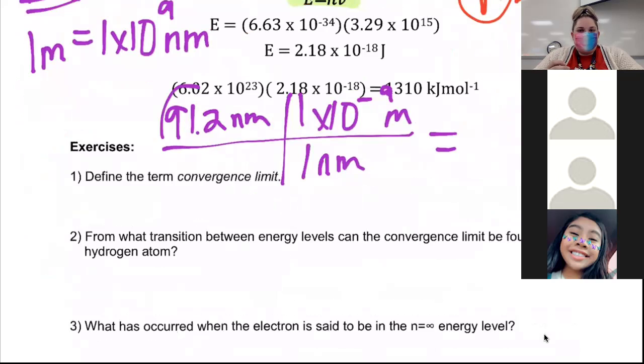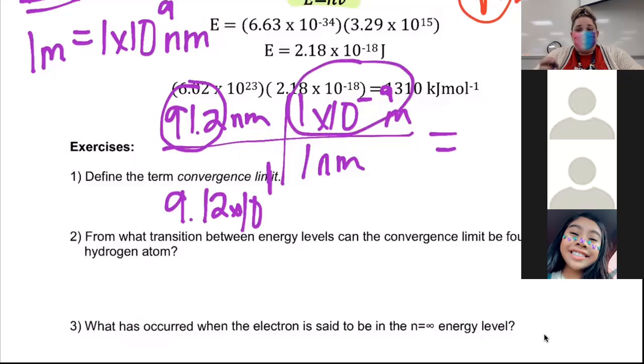91.2, I'm going to change that to scientific notation. So it's going to be 9.12 times 10 to the first power. Everybody with me? 9.12 times 10 to the first, because I just moved the decimal one place to change it to scientific notation. Then I'm multiplying by this number. And if you remember, when I multiply numbers that are in scientific notation, I add their exponents. So essentially, I'm multiplying 9.12 by 1, which gives me 9.12. I do my times 10, and then I add my exponents. So I have 1 plus negative 9, that's negative 8.